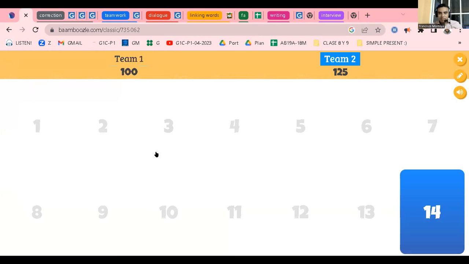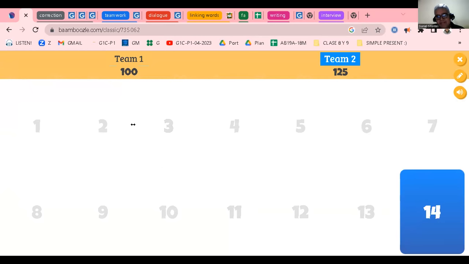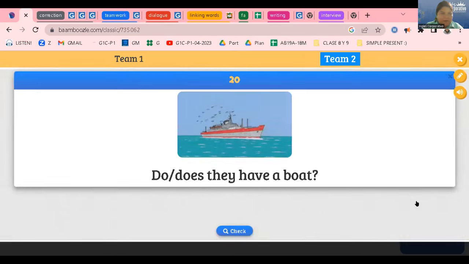Do you have a bike, guys? Bike. Do you have a bike? Yes. Do you use it? ¿Tiene bicicleta? Do you have a bike? Yes, no? No, I don't have. No, you don't. So we should have one.